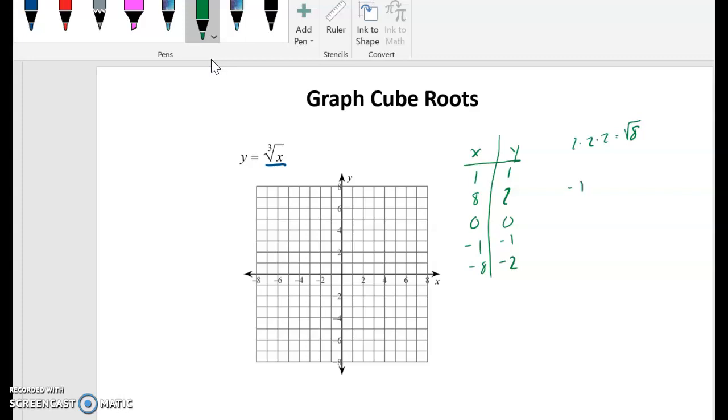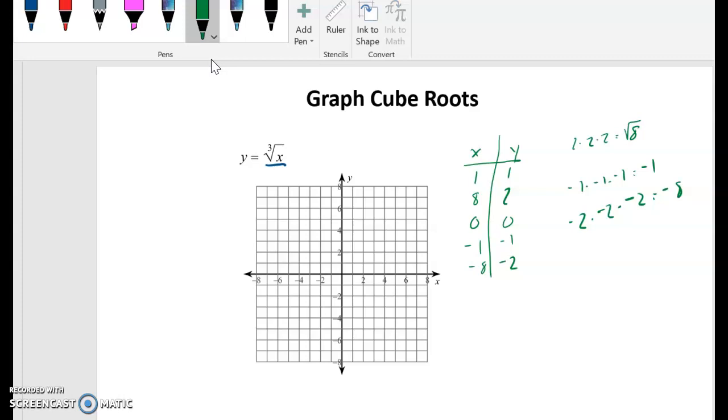Let's look at that. Negative 1 times negative 1 times negative 1 equals, you guessed it, negative 1. Negative 2 times negative 2 times negative 2 is equal to, a negative times a negative is a positive, positive times a negative is a negative, so that makes negative 8.